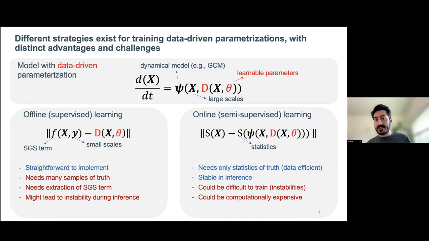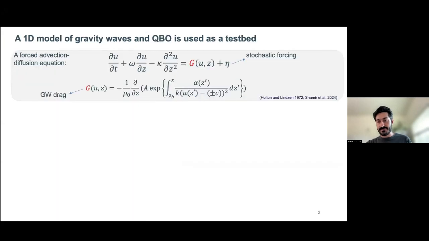So here we want to further explore these different learning strategies. And to do that, we use the 1D QBO model, which Ed did a great job introducing, so I'm not going to repeat it. Actually, we are using the same code that is developed by Ed's group, by Ofer Shamir et al. Probably the only difference with the model that Ed showed is that our gravity wave forcing is deterministic here, and the stochasticity in the model comes from randomly generated stochastic forcing.